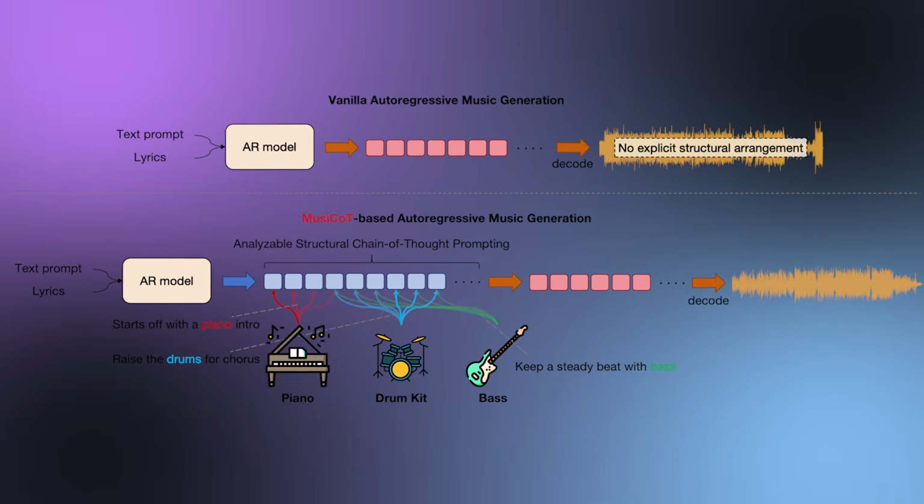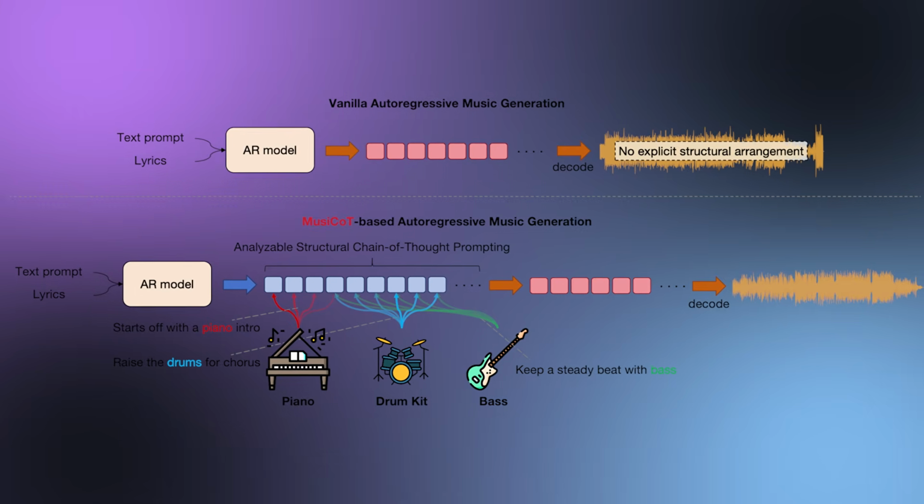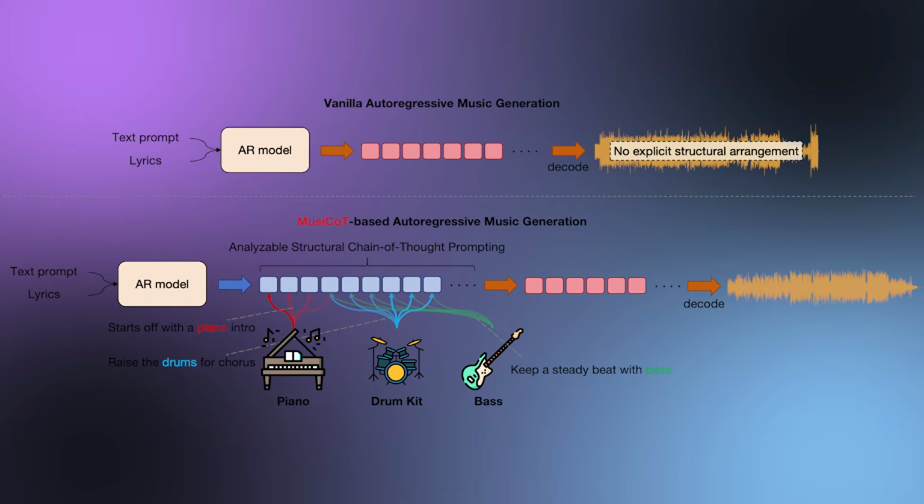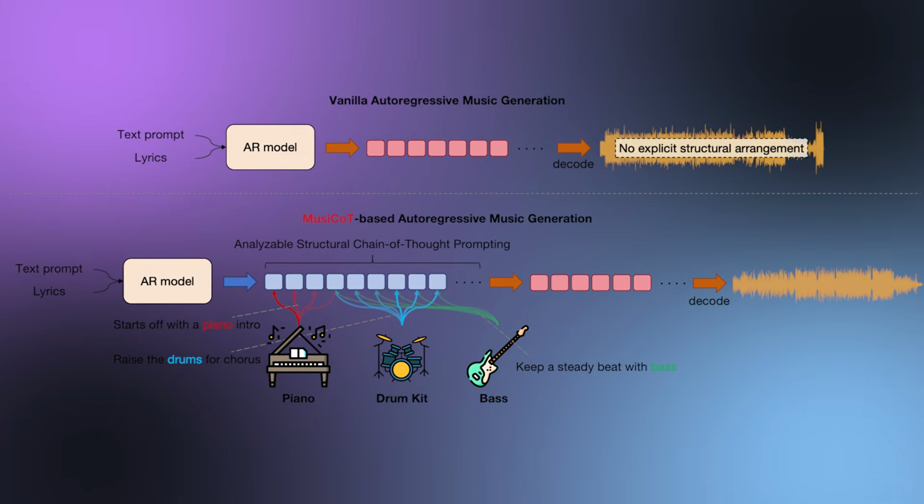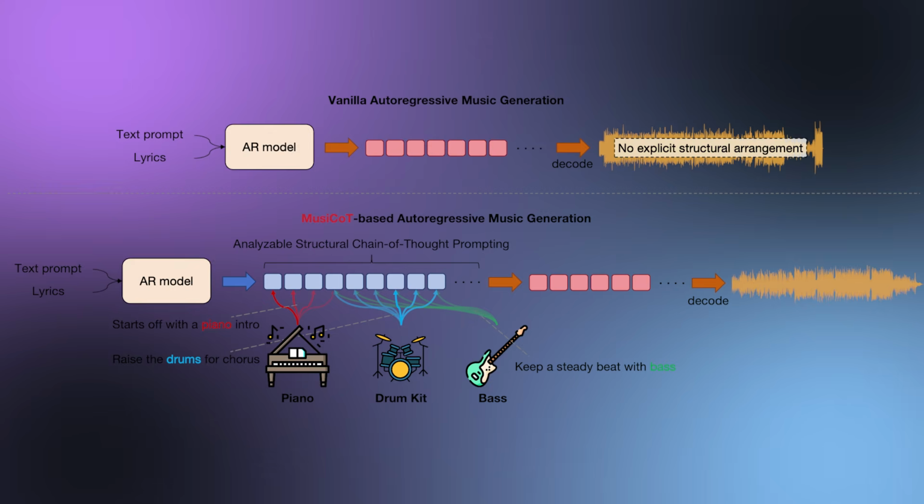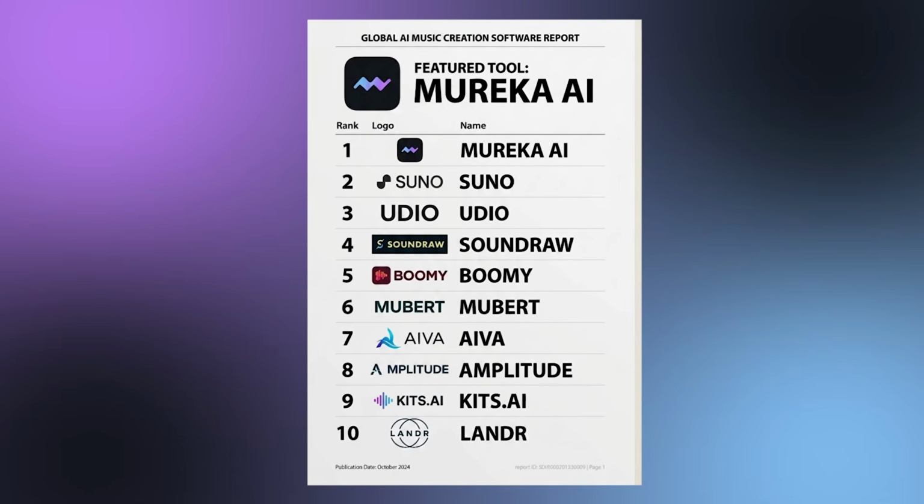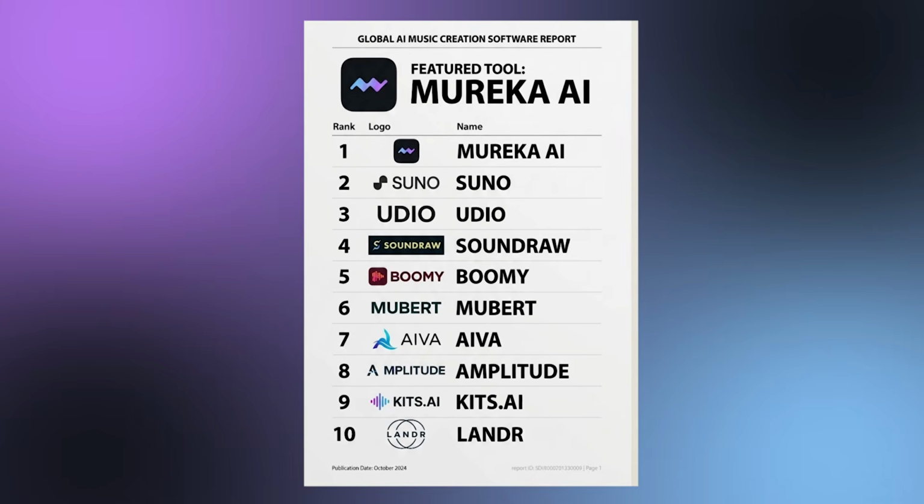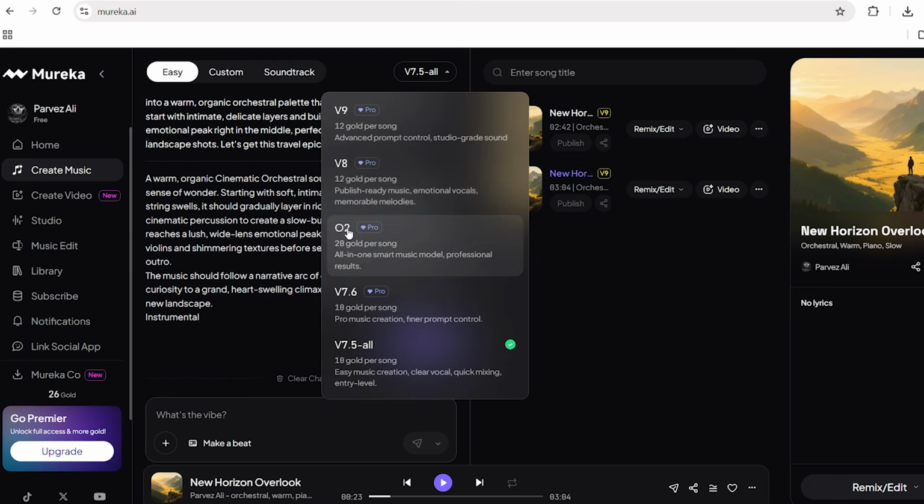That's because Mureka uses something called Musico-T, music chain of thought, which is their approach to understanding the full emotional arc of a track rather than just predicting note by note. The difference in output is audible. It ranked #1 for both vocals and instrumentation on the Artificial Analysis Model Leaderboard with V8, and V9 has pushed that further with better lyric control, improved mix quality, and more expressive vocals.